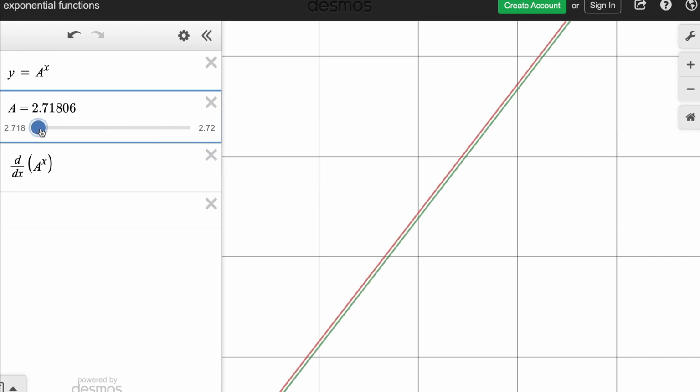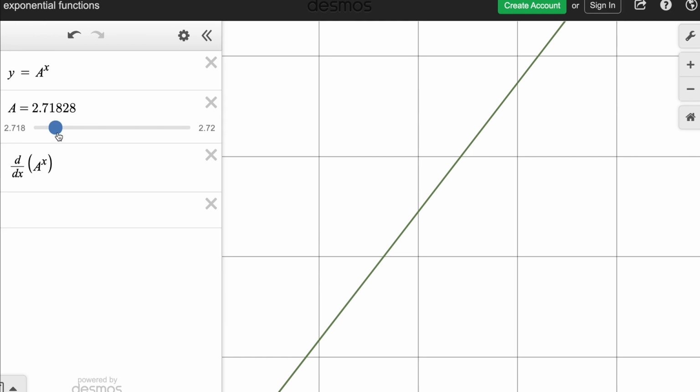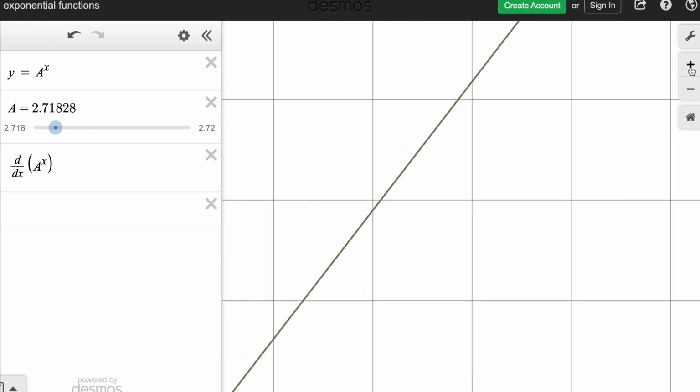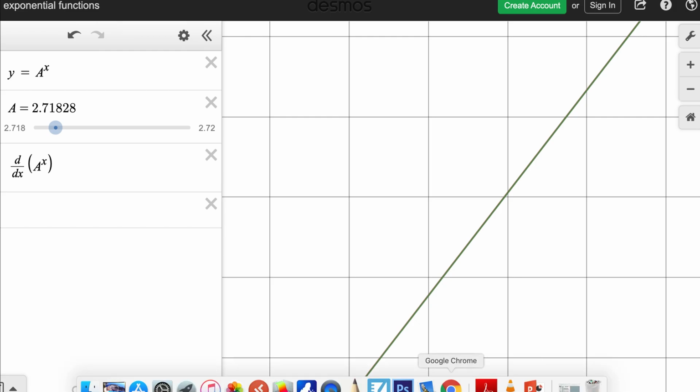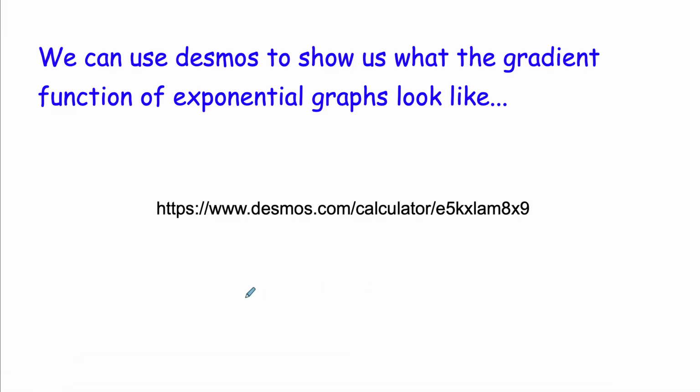Here we go. Tiny, tiny increases. They look like they're close. Yeah, that's pretty good. So what number have we got there? We've got 2.71828. Let's write that number down.